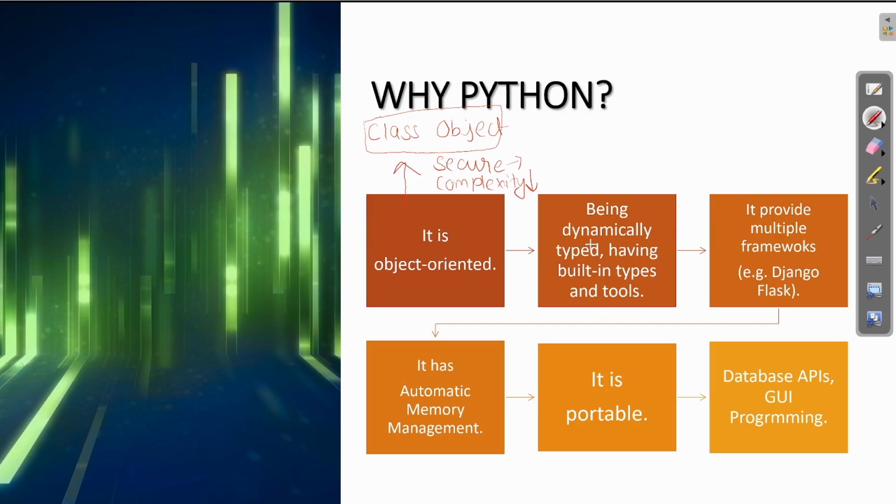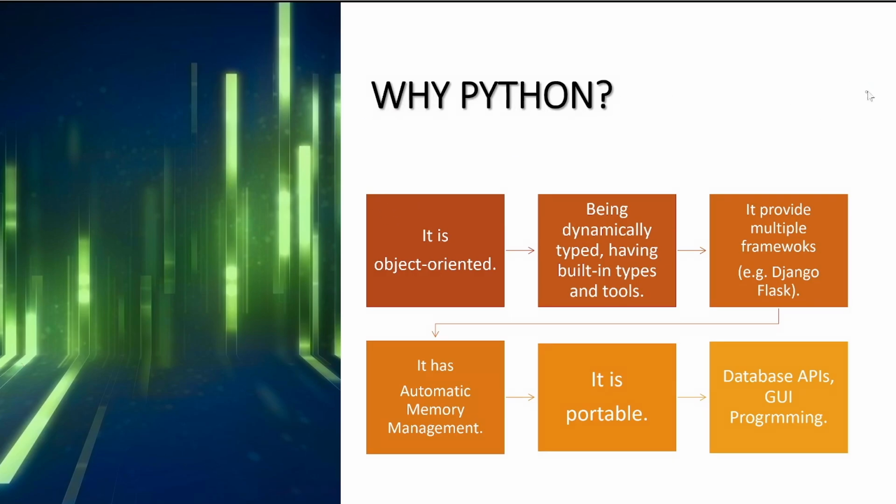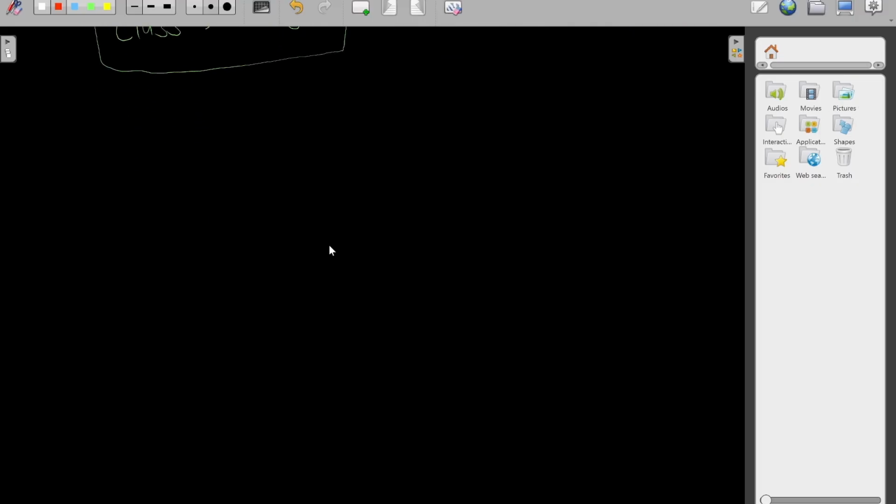Then it is dynamically typed. Let's understand what dynamically typed means in a clearer way. Let's consider we have the C++ programming language on one side and the Python programming language on the other side. I am saying that Python is dynamically typed, and C++ is not dynamically typed.